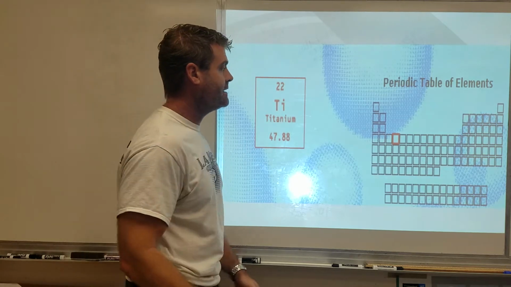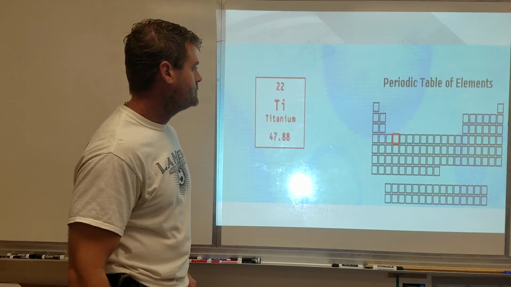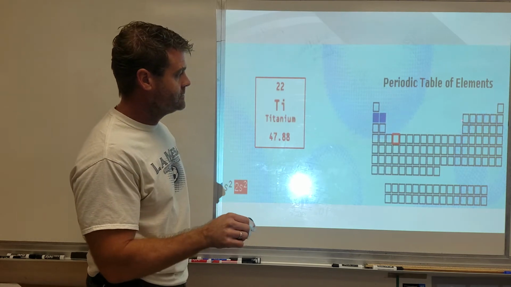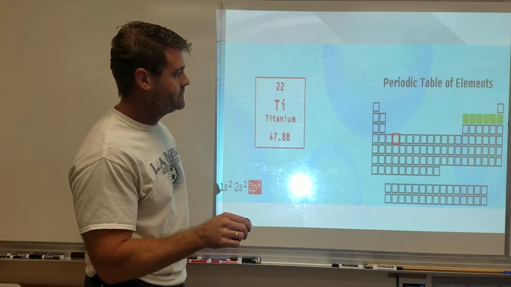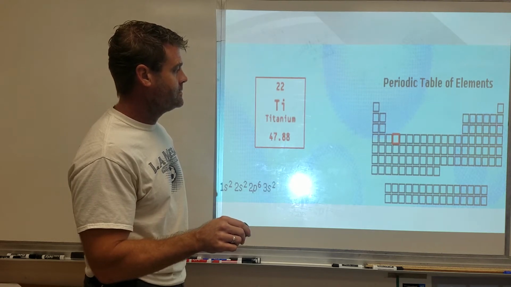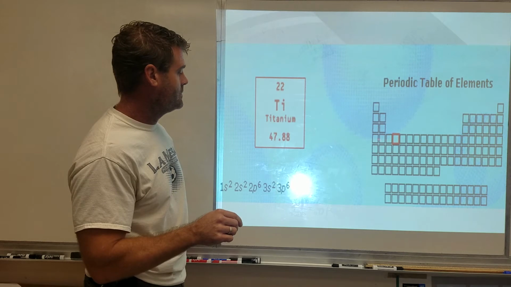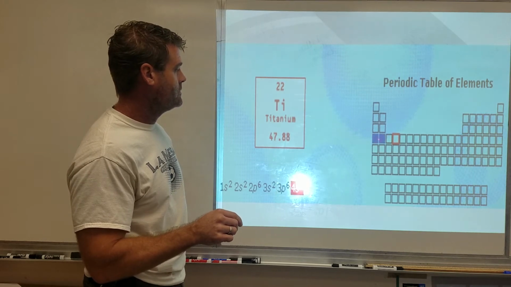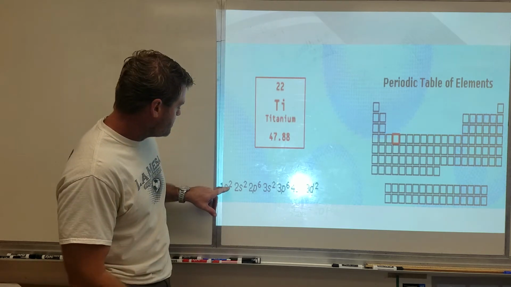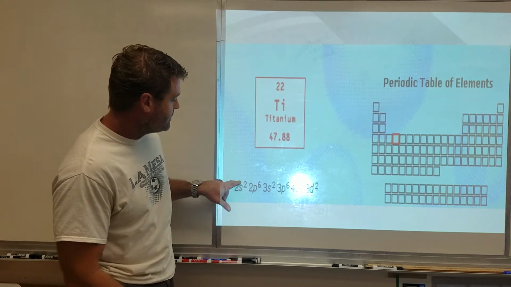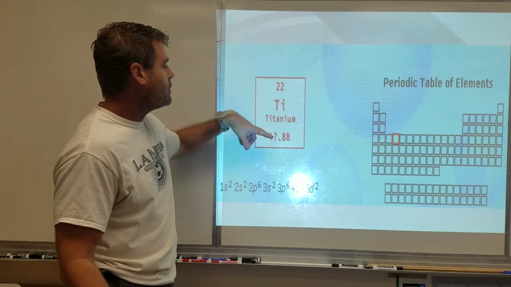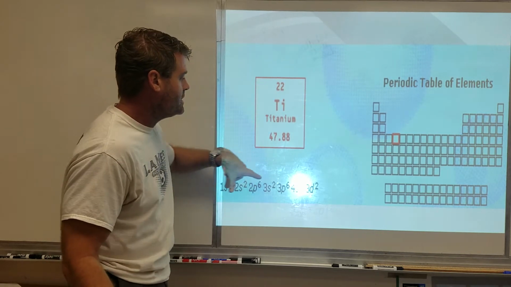Okay, let's look at this one now. 1s2, 2s2, 2p6, 3s2, 3p6, 4s2, 3d2. Once again, you guys remember the exponents refer to the number of electrons. If you add all those up, what are you going to get? You're going to get 22. It has 22 electrons. You're right, and if it's neutral, it has 22 protons, so it should match with that.